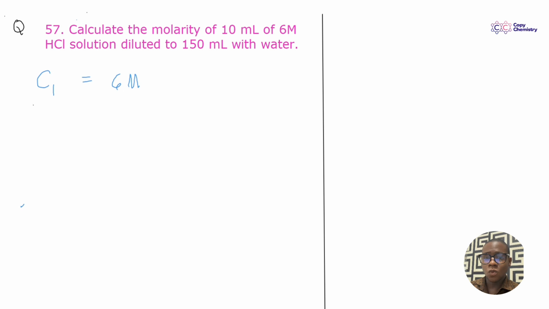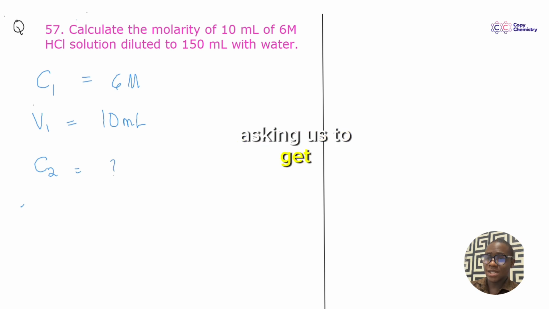Okay. What is the initial volume of that solution you're dealing with? The initial volume is 10 milliliters. That's the initial volume. Now, the final concentration is basically what they're asking us to get here. Nobody knows. And then the final volume, well, let's think about it.